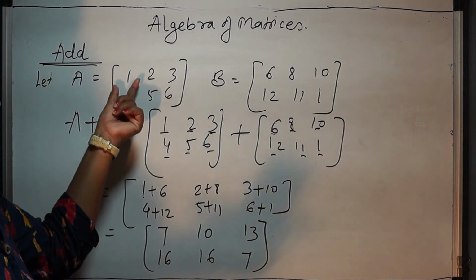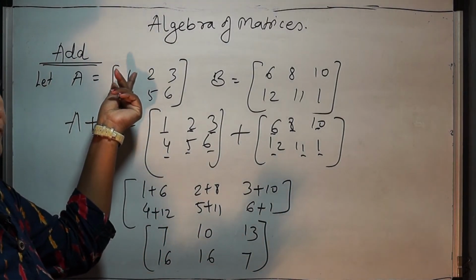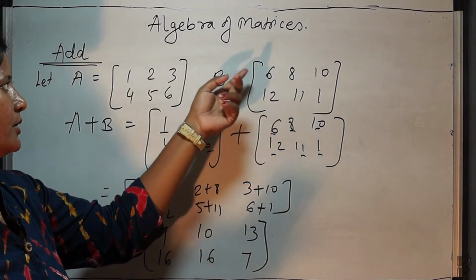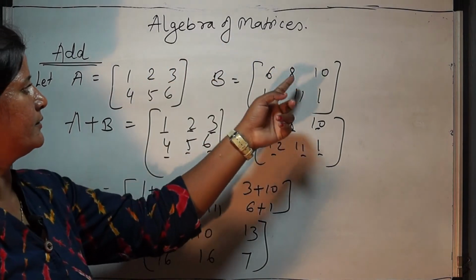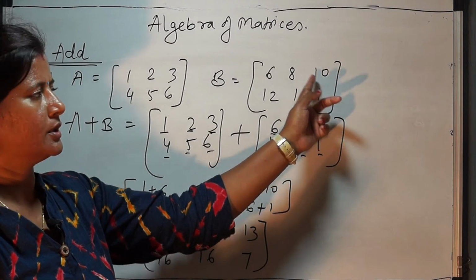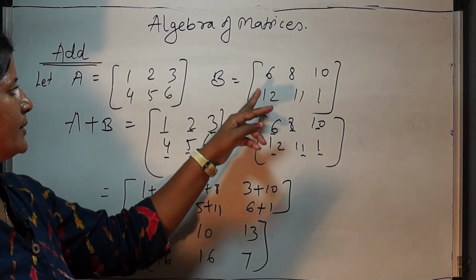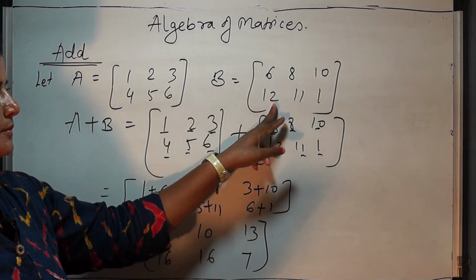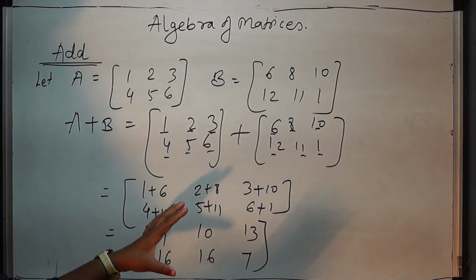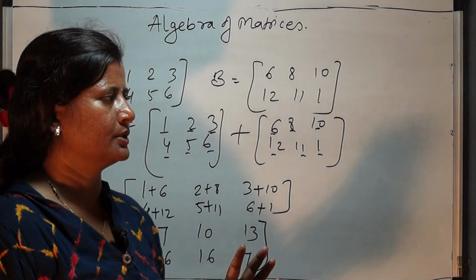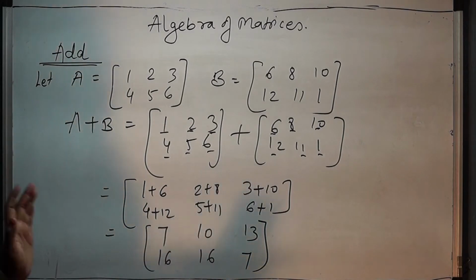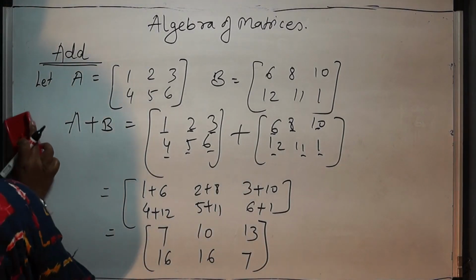First element of the first matrix, first row, first column, with the second matrix's first row, first column. First row, second column, first row, second column. First row, third column plus first row, third column. Second row, first column plus second row, first column. So like this we have to add. It's just simple, like normal addition. So this is matrix addition.